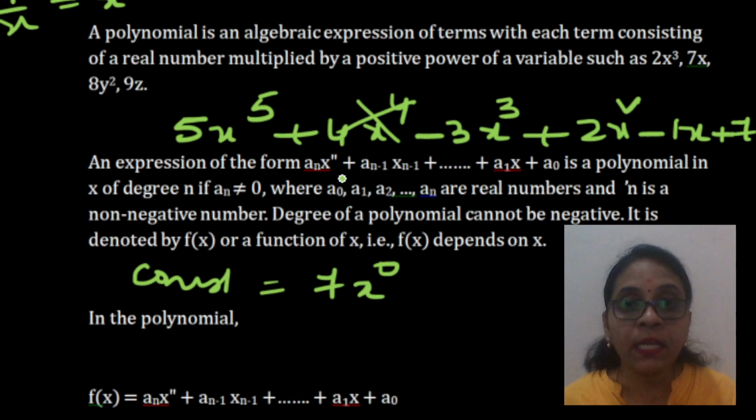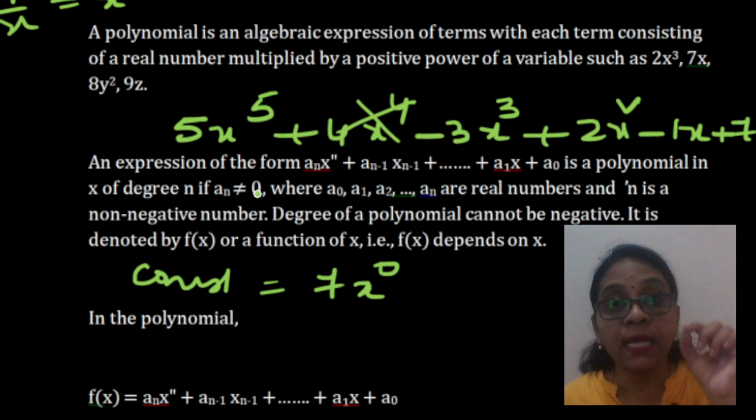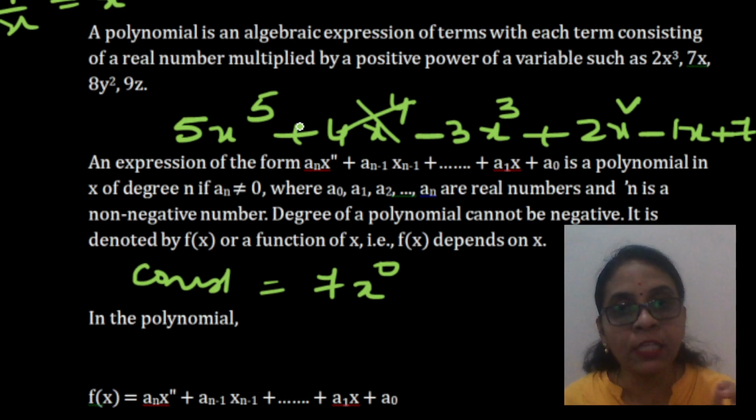Now, what is the degree of a polynomial? The degree of a polynomial is the highest power in that given polynomial. So, for this particular example that we have taken, what is the highest power? The highest power is 5.